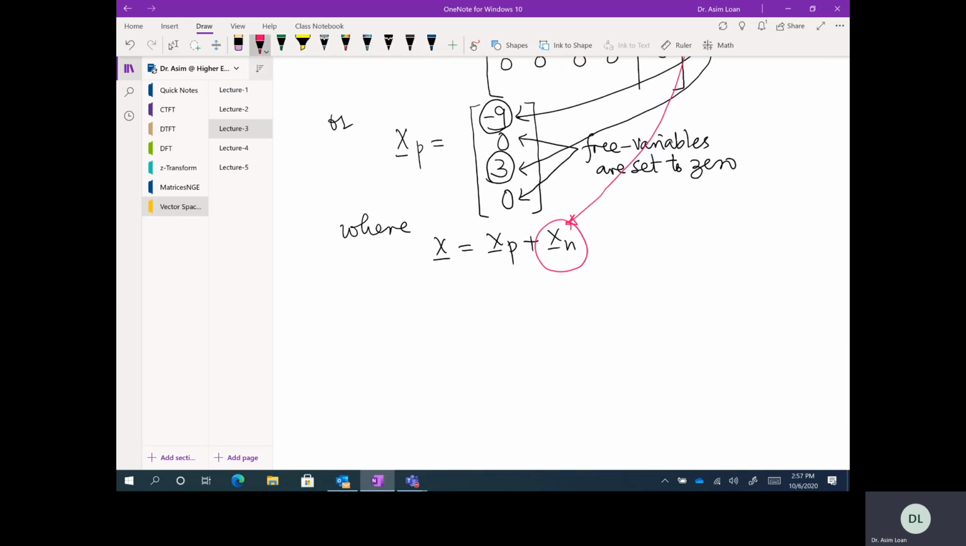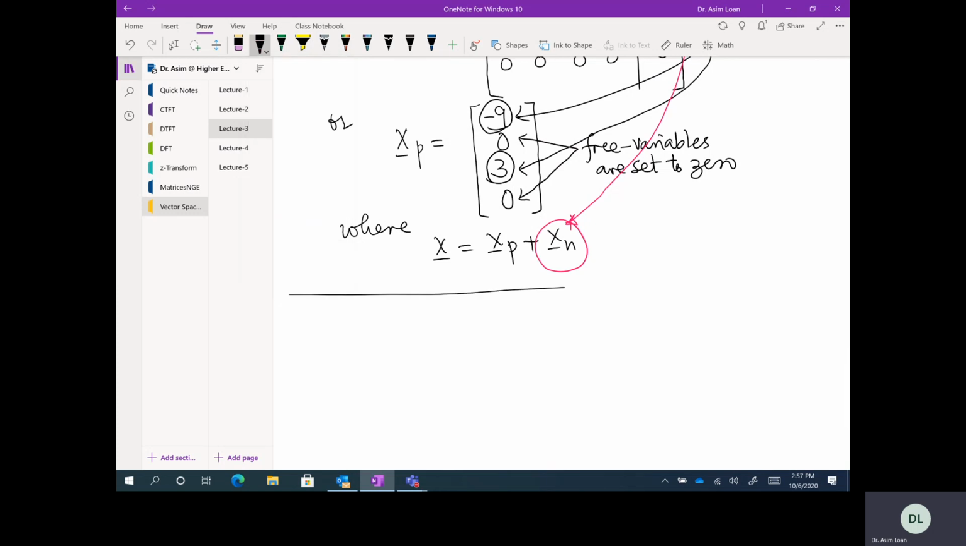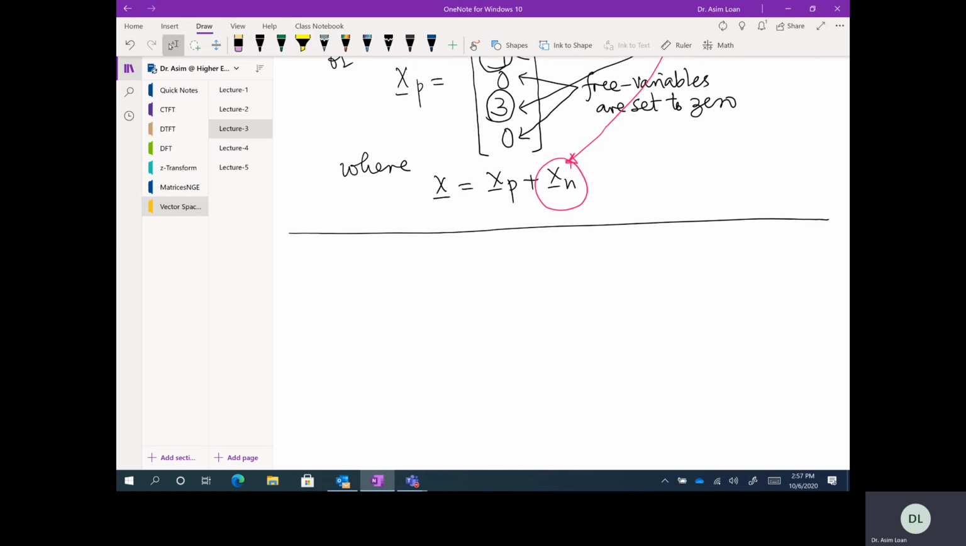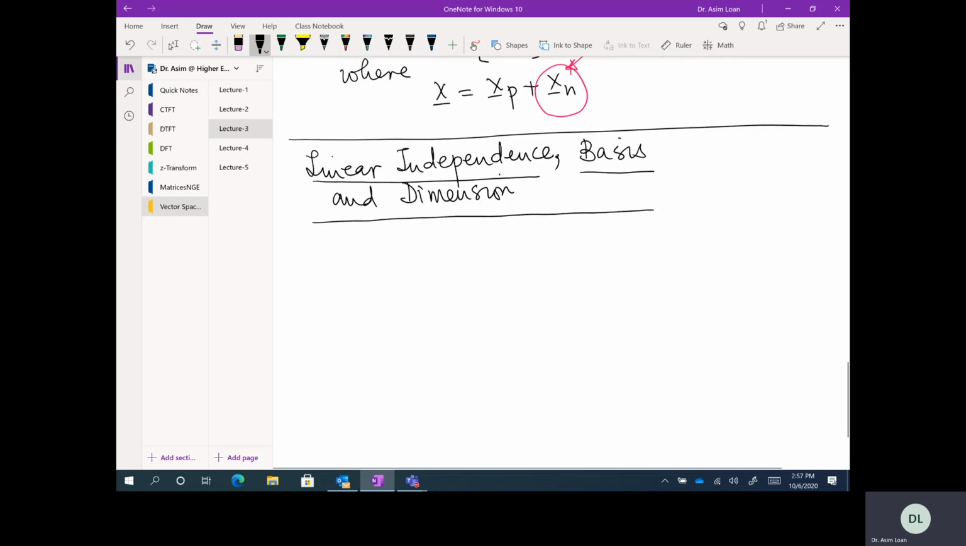So let's move on to the next topic. The next topic just summarizes what we have been talking about. It is on linear independence. How do you find that a set of vectors is independent? Linear independence, basis, and the secret word, dimension. So what do we understand by linear independence, basis, and dimension?